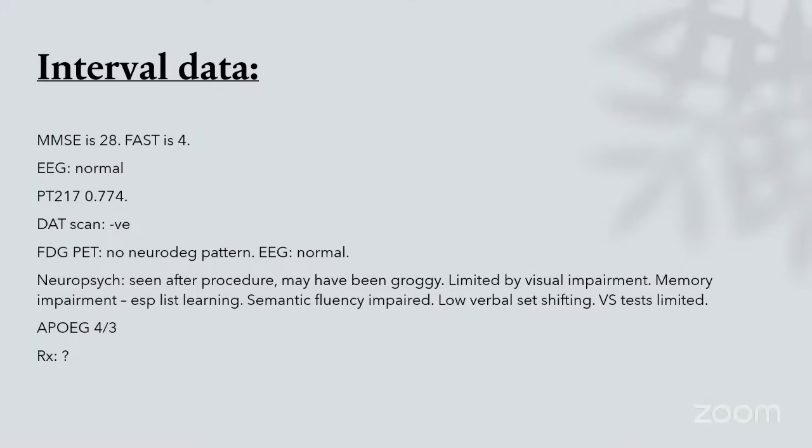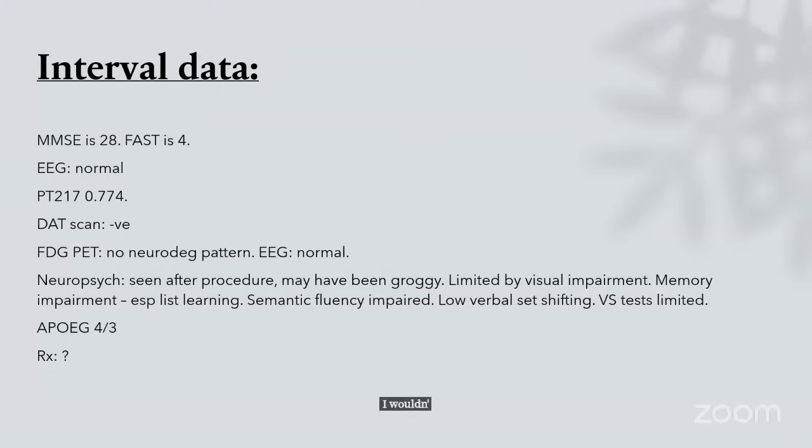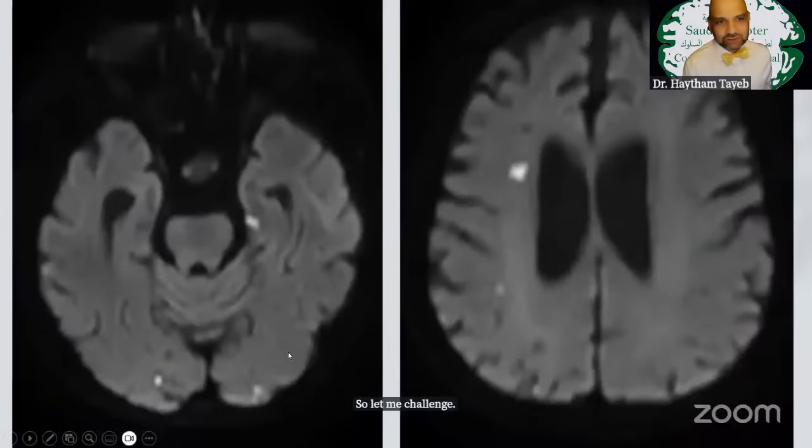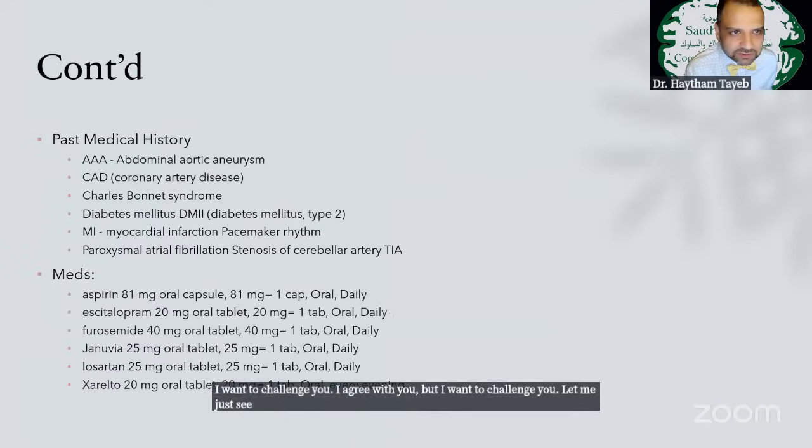Given her age, she's 86, I wouldn't put a lot of weight on her positive amyloid causing her symptoms. She has showering strokes. She has an occipital stroke. I would blame those vascular things for her symptoms. I agree with you, but I want to challenge you. Let me just see if she has family history.